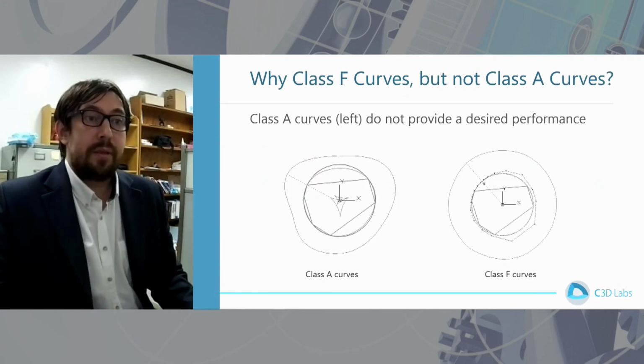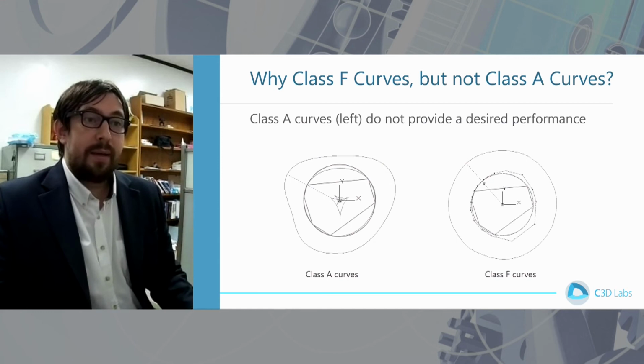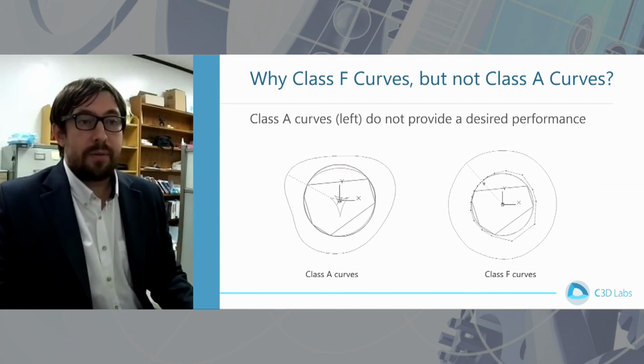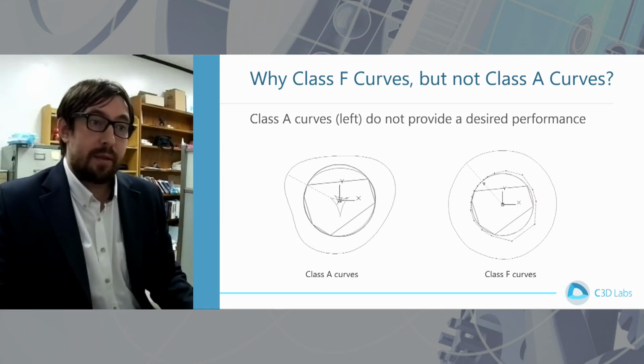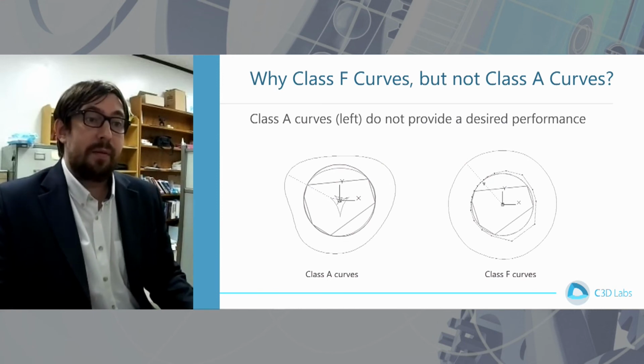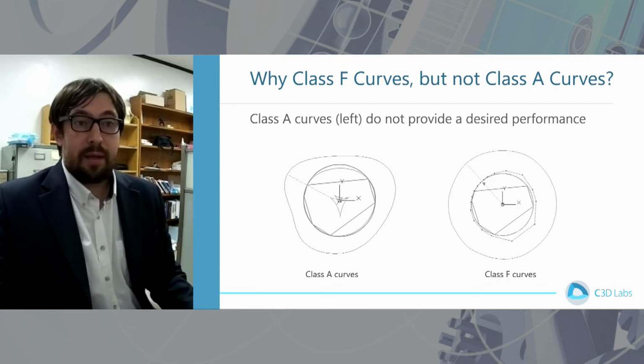The next question arises: why class F curves, but not class A curves? In the given pictures, B-spline curves generated from the given set of points on a circle by using Siemens NX software and C3D FairCurveModeler illustrate the difference between class A and class F curves. As can be seen from this example, class A curves do not provide the desired performance.